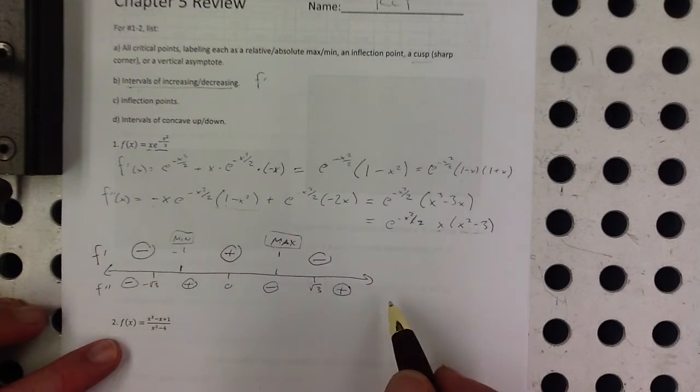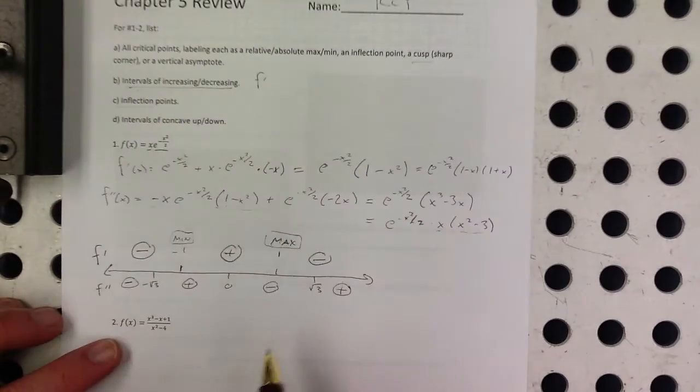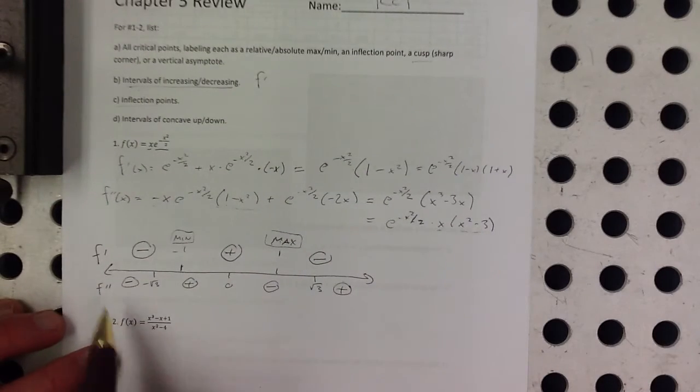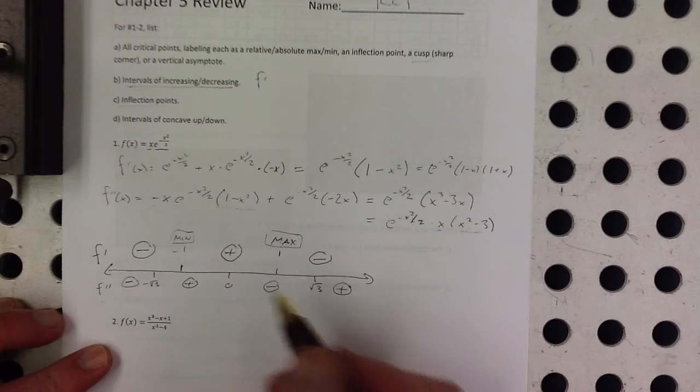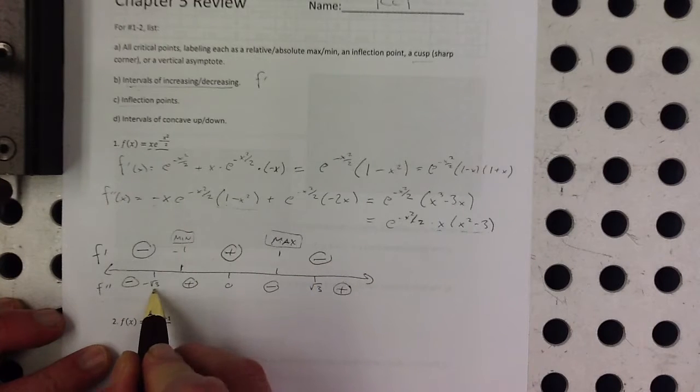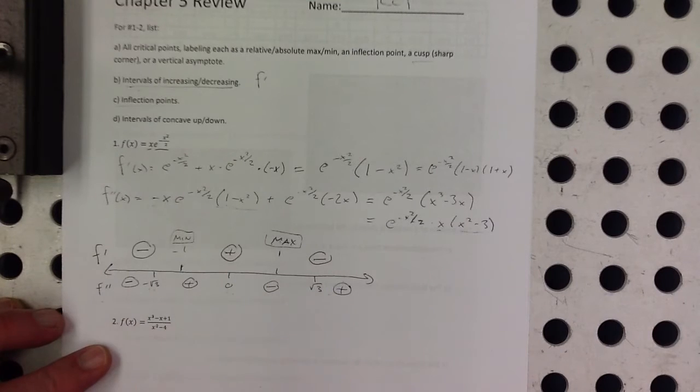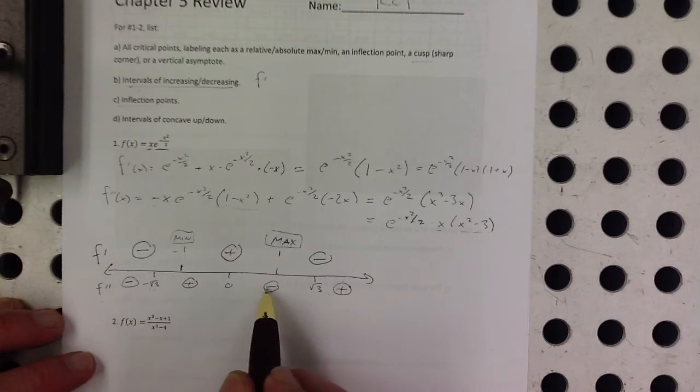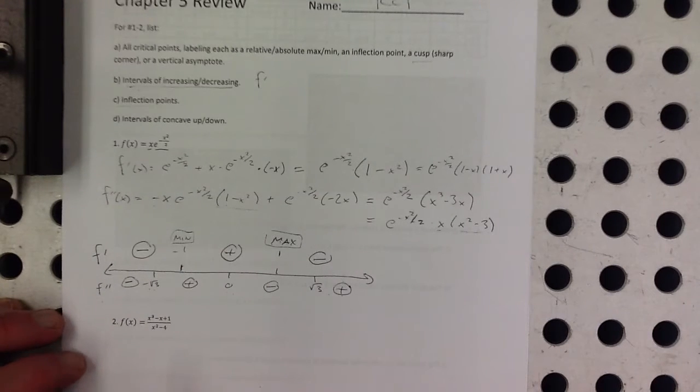Let's see. Inflection points. Those are places where the second derivative changes sign. Well, there's 3 of them. It does actually change sign here, here, and here. So at negative square root of 3, at 0, and square root of 3. Those all are places where it genuinely does change sign.